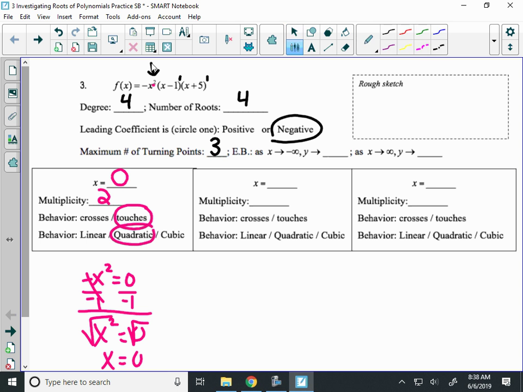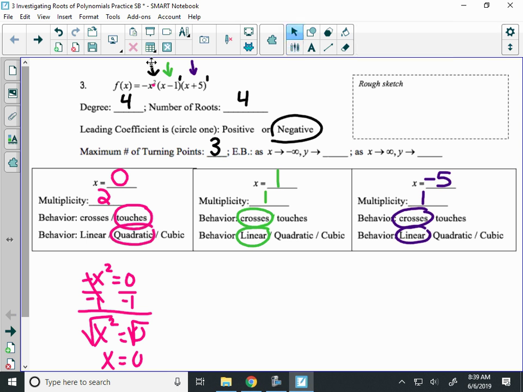The next root here is the opposite of that factor, at positive 1. Its multiplicity or exponent is 1. 1 is odd, which means you're going to cross the axis, and because of multiplicity 1, you're going to look linear. Right? Multiplicity 1 is like degree 1, which is a linear function. Lastly, the last root here is at the opposite of 5, which is negative 5. Its multiplicity is 1, and same as the last one, it's going to cross the axis and look linear.